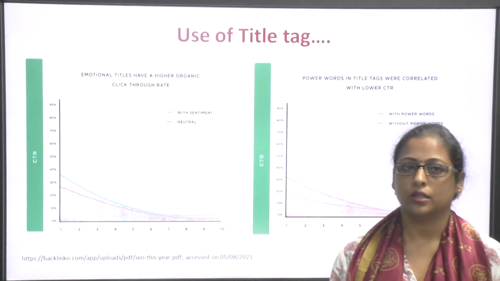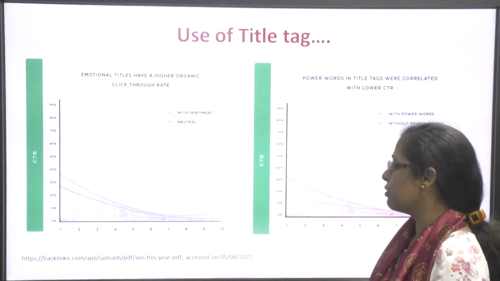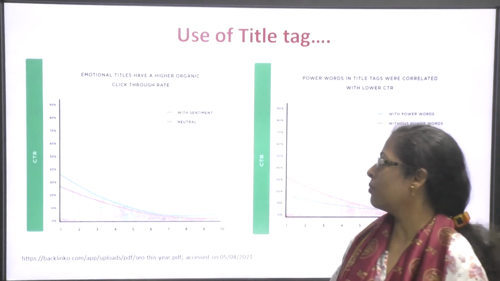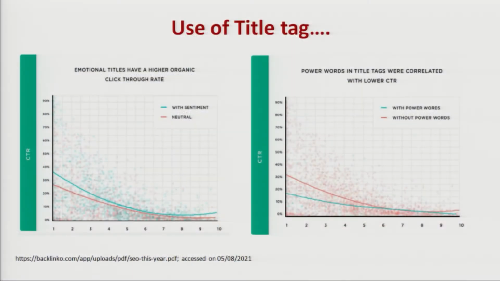I will just show you a small infographic which shows that if any website keeps an emotional title, then the click-through rate (CTR) is much higher in comparison to when the title tag is not emotional or when it has power words. Usually people do not like to go to websites which have more power words. We human beings are very emotional, and anything that touches our heart more than logic is something we usually search for. So, this is the concept of using emotional titles.